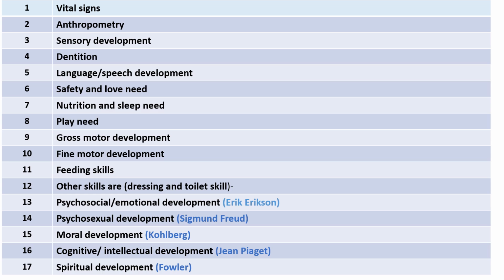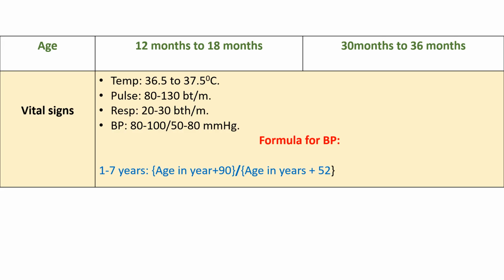Now let's move on. For convenience of learning the growth and development of the age group 1 to 3 years, I have simply classified it into 12 months to 18 months and 30 months to 36 months. The age group in between also has common features of both these age groups.